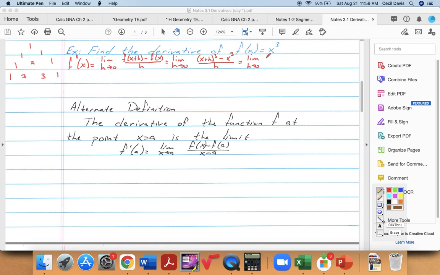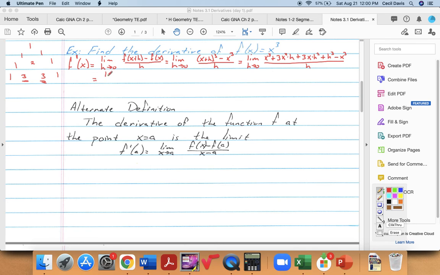So the limit as h goes to 0. This is going to be x cubed plus this coefficient 3 times x squared times h plus, now I'm to the next one, 3 times x times h squared, and then plus 1 h cubed, minus the x cubed that was there, all over h.